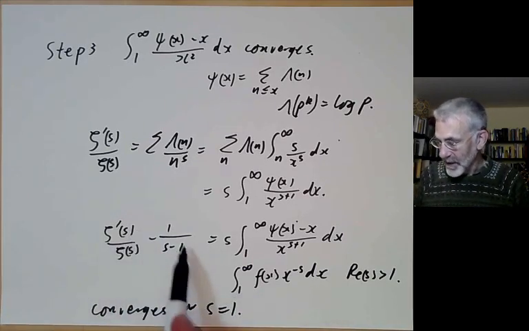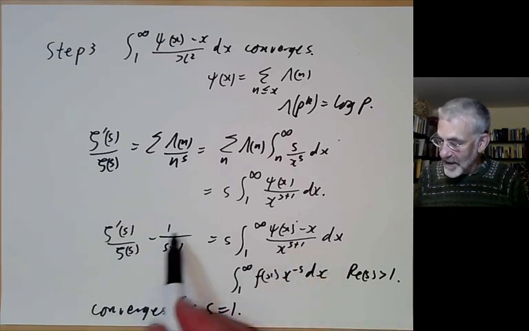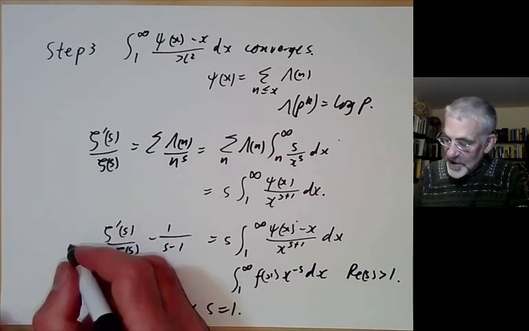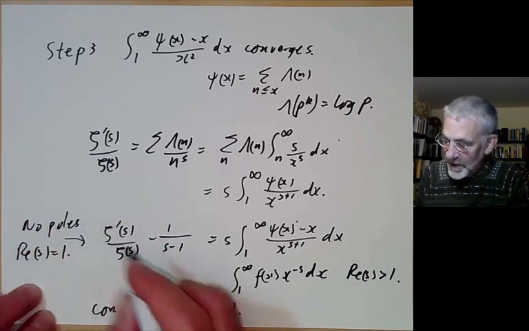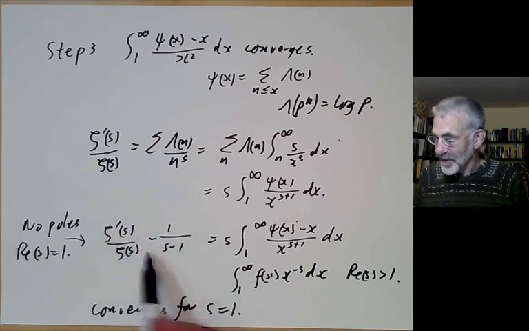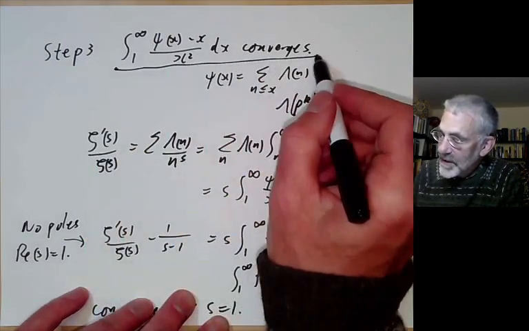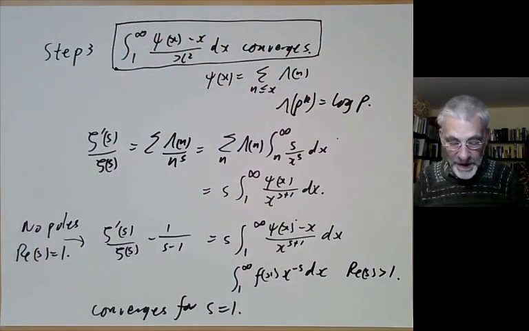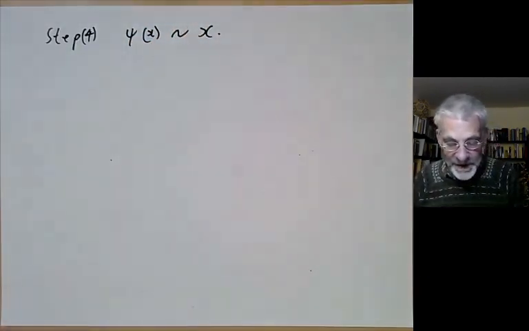Well, so if we take f of x to be psi of x minus x over x, then we see from this that this function here has no poles for the real part of s equal to 1, because we showed that zeta of s has no zeros for real part of s equal to 1. So Newman's Tauberian theorem works for this and implies that this function converges for s equals 1, which shows that this integral converges, which is what we needed to show. Now step 4. We want to show that psi of x is asymptotic to x.